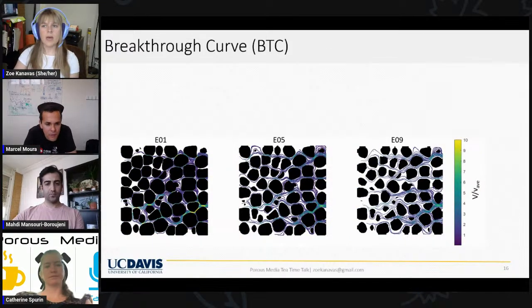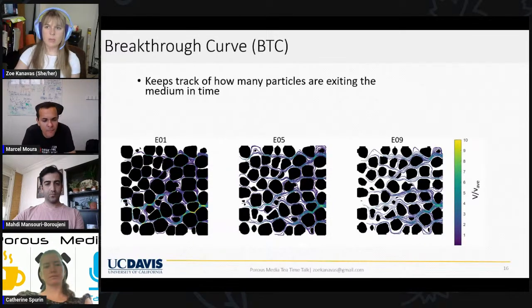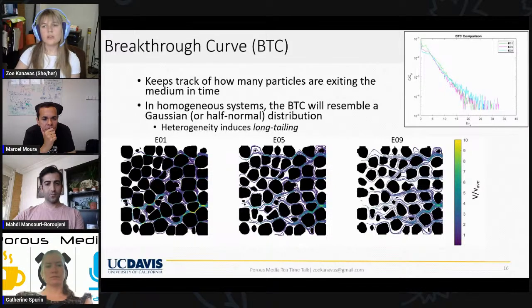Now we will start to unpack the transport in the system, first with the breakthrough curve, which keeps track of how many particles are exiting the medium in time. And we expect that in homogeneous systems, the breakthrough curve will resemble a Gaussian or half normal distribution, and we will see heterogeneity manifest as long time tailing.